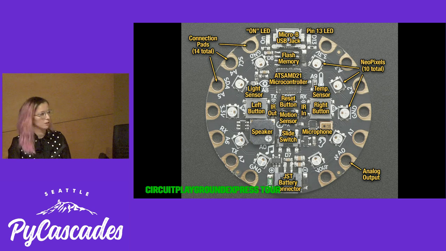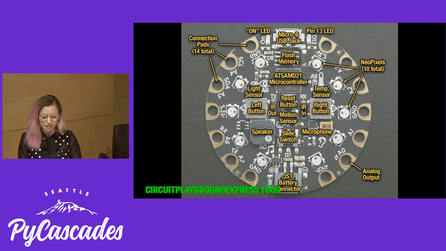There's 10 NeoPixel RGB LEDs. They're on that ring around the outside. Each one can display 16 million colors. There's a light sensor, a temperature sensor. There's programmable buttons, the left and right one, and a switch. There's an accelerometer to detect motion, a mini speaker, a microphone. It has input and output via the pads around the sides, and some of those support capacitive touch.